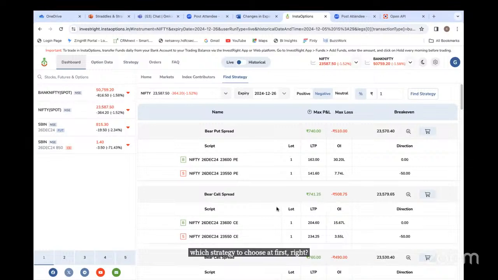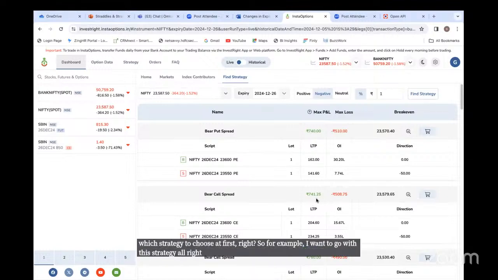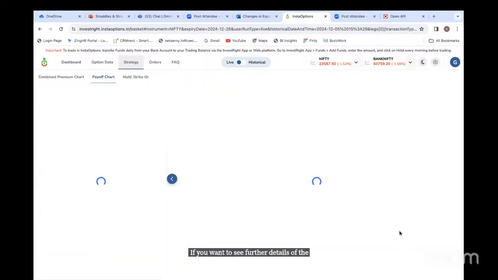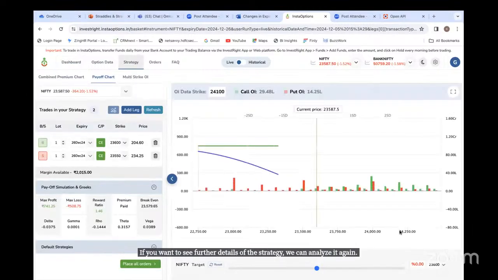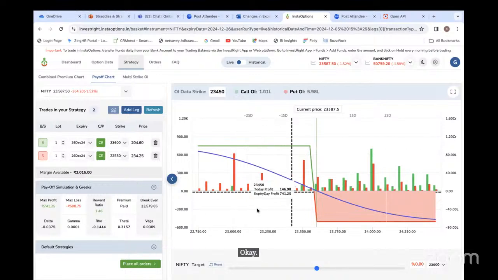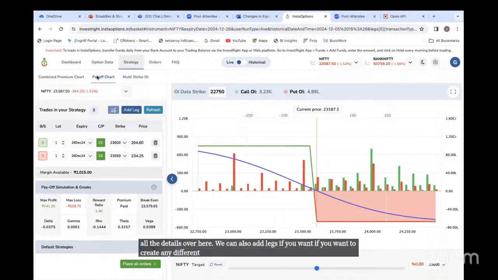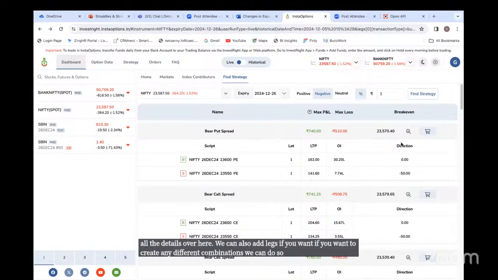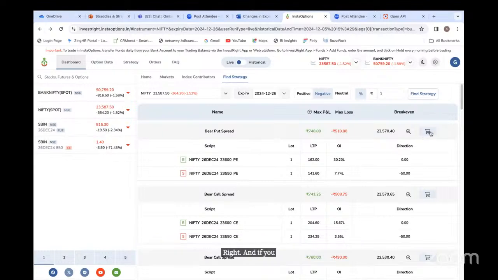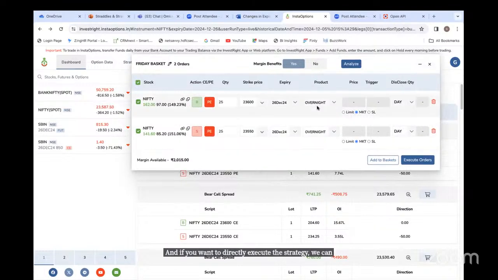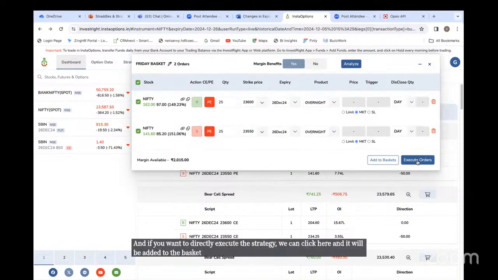So for example, I want to go with this strategy. All right, maximum profit 741, maximum loss 508 per lot, right? If you want to see further details of the strategy, we can analyze it again. Okay, so that we can see all the details over here. We can also add legs if you want. If you want to create any different combinations, we can do so, right? And if you want to directly execute the strategy, we can click here and it will be added to the basket. We can click on execute orders, as simple as that.